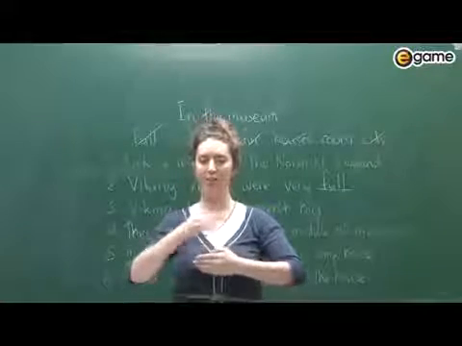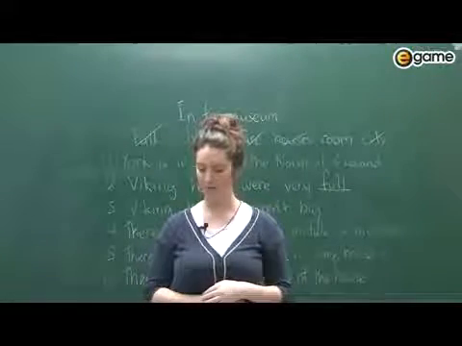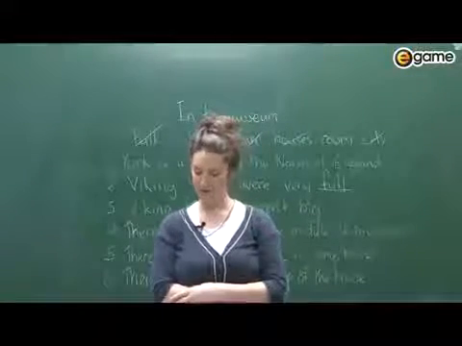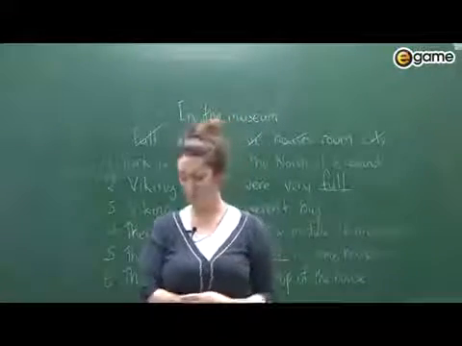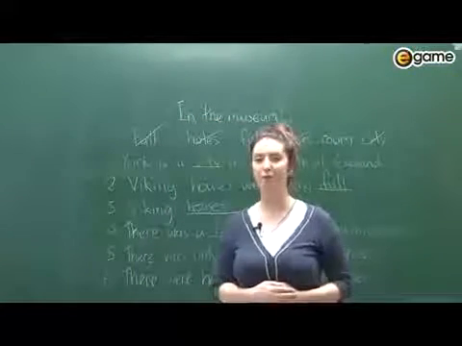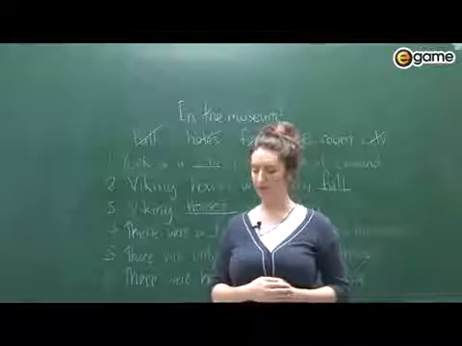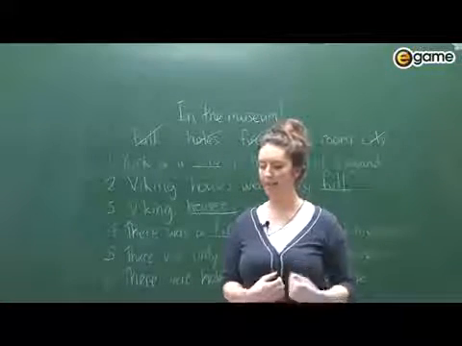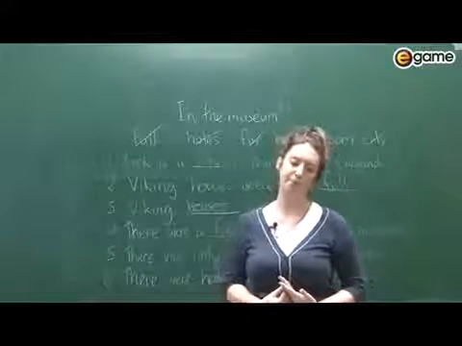And then we start a new paragraph. Paragraph 2, Viking houses. There was only one room in most houses. There were bigger houses on farms. There was usually a living room, a kitchen, and a bedroom in these houses.